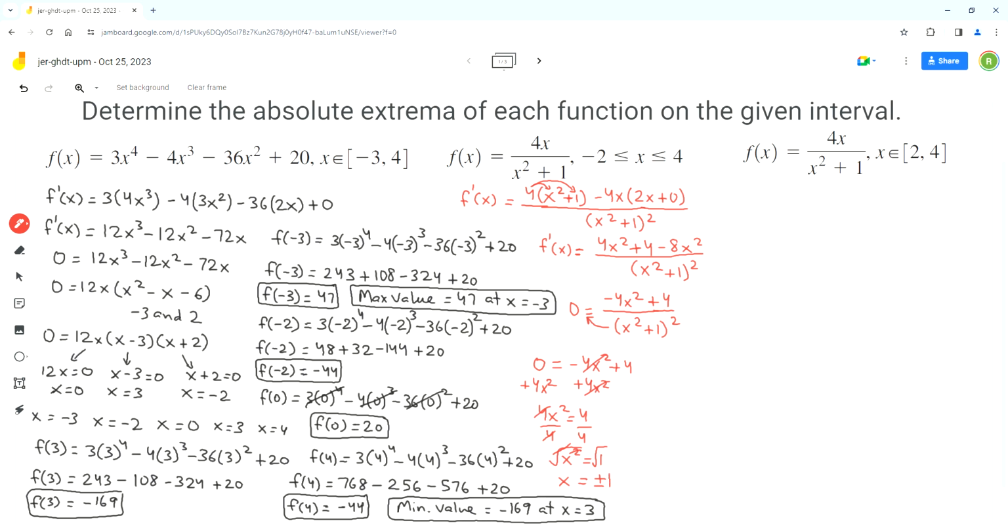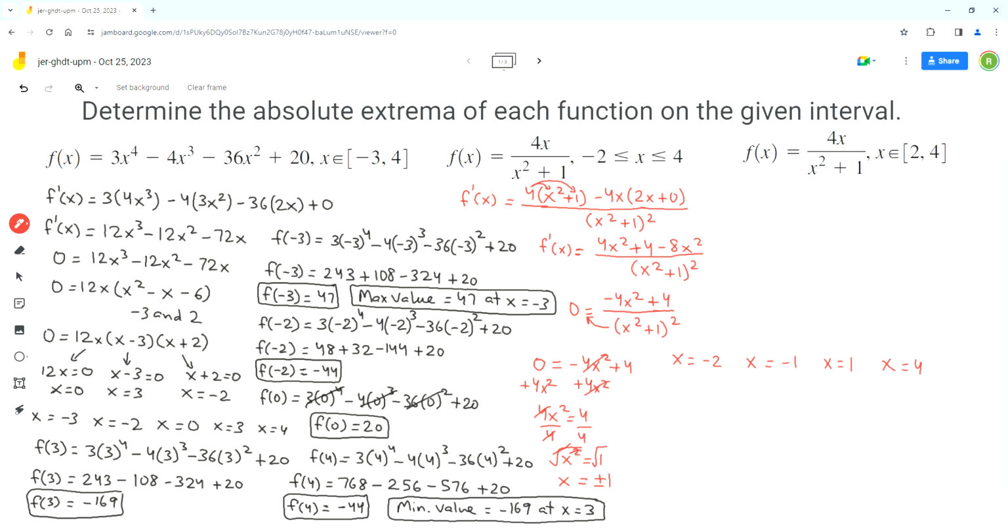Now we got two x values, plus 1 and minus 1, and both of them lie in this given interval, which is from negative 2 to 4. That means for this function, we have to find the values of this function at x equals negative 2, which is the lower bound for the interval, and then x equals negative 1, and then x equals 1, and then x equals 4.